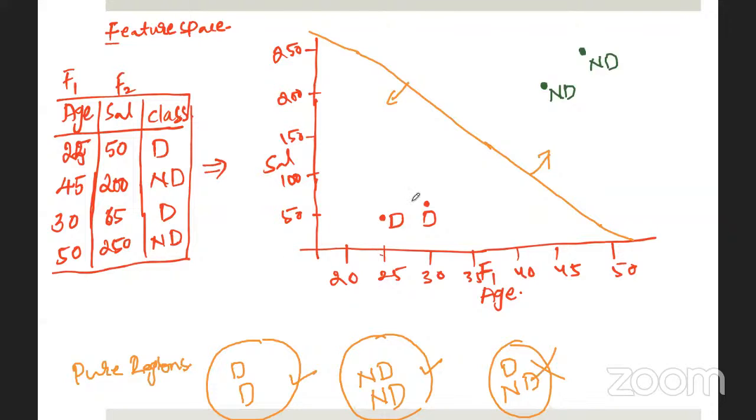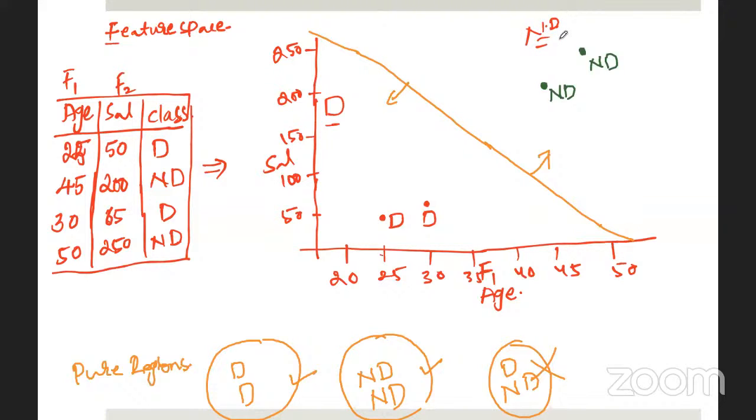Yes, we have pure regions because in this region we have only the data points that belong to defaulters, and here we have only the data points that belong to not a defaulter. That means we have successfully created the pure regions. This region we can assign to the defaulter class because all the data points belong to defaulters only, and this region I can assign to the class of not a defaulter.